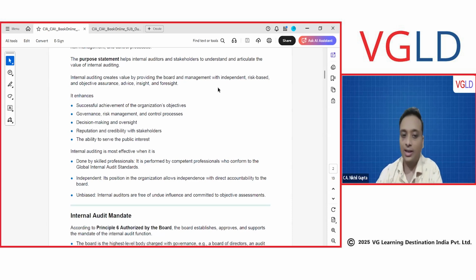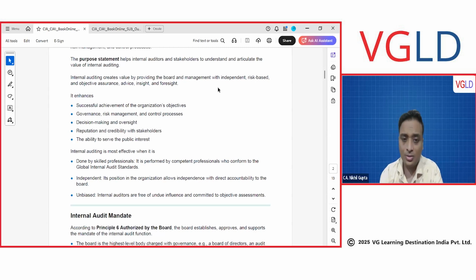And it should be unbiased. Internal auditors are free of undue influence and committed to objective assessments. What do you understand by undue influence? When you identify any gap and that particular control process owner comes to you and says, hey, this is not something very important, please don't highlight it. They try to give you some kind of favor. So ultimately it comes as undue influence on the internal auditor.